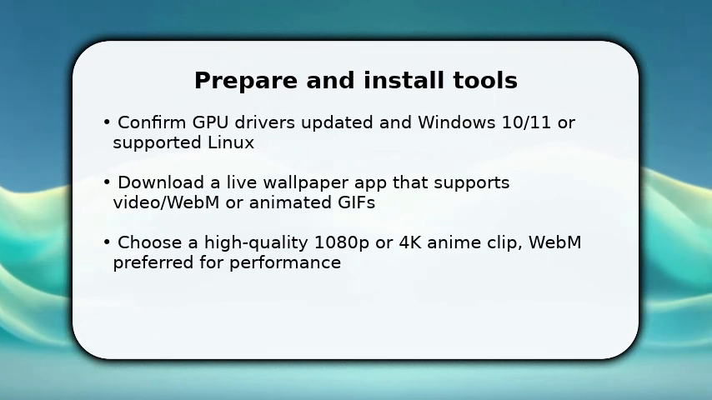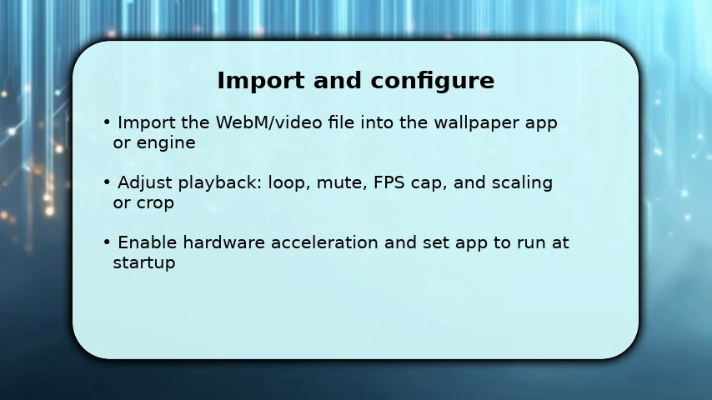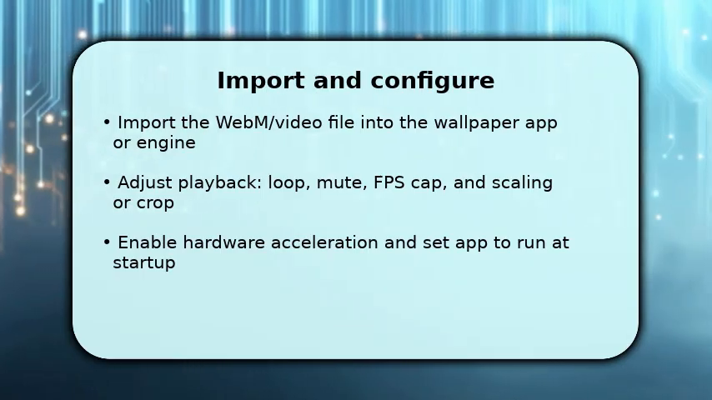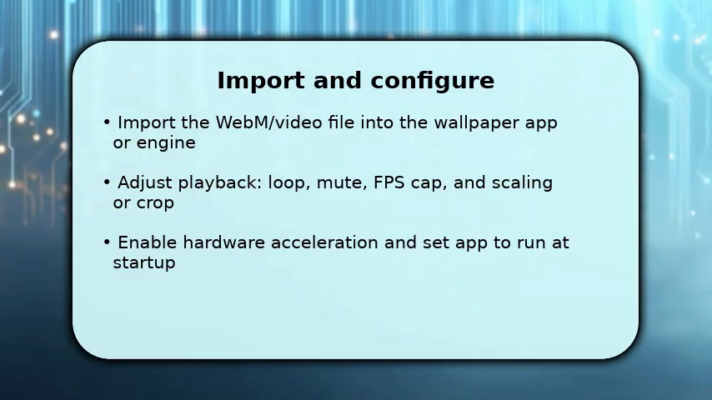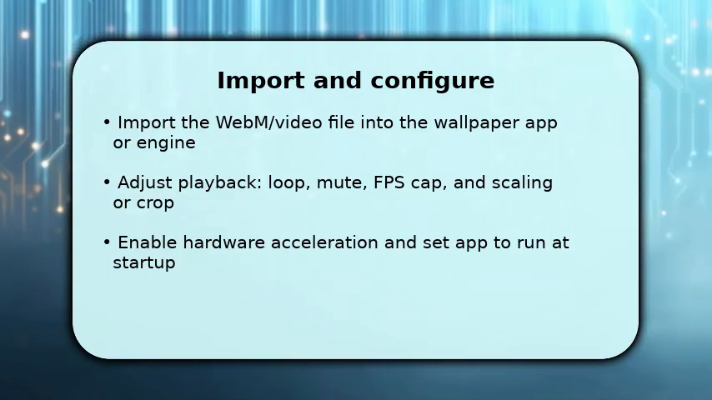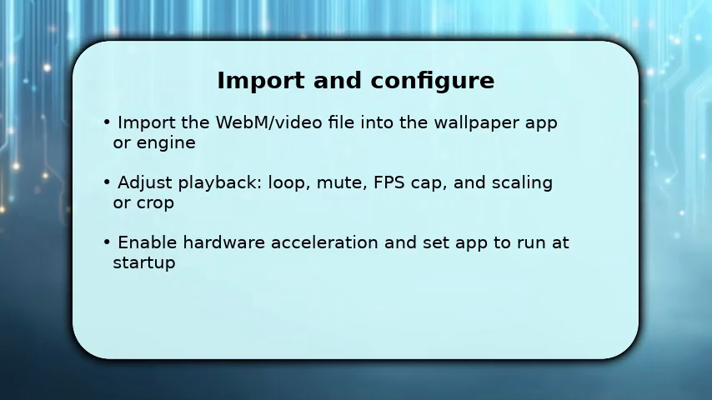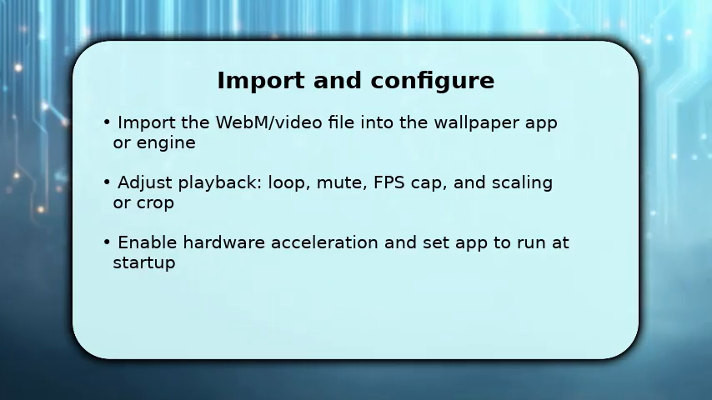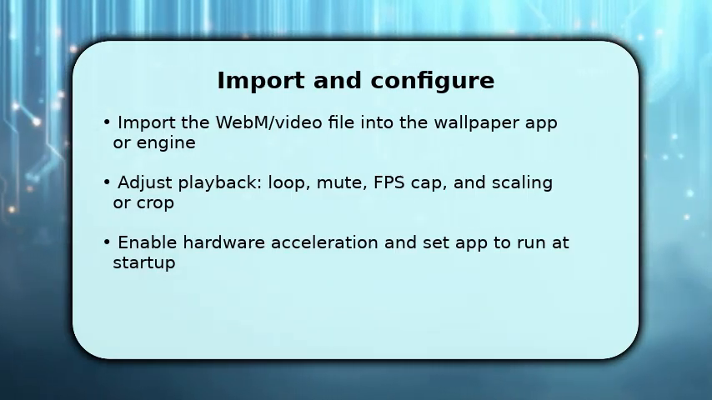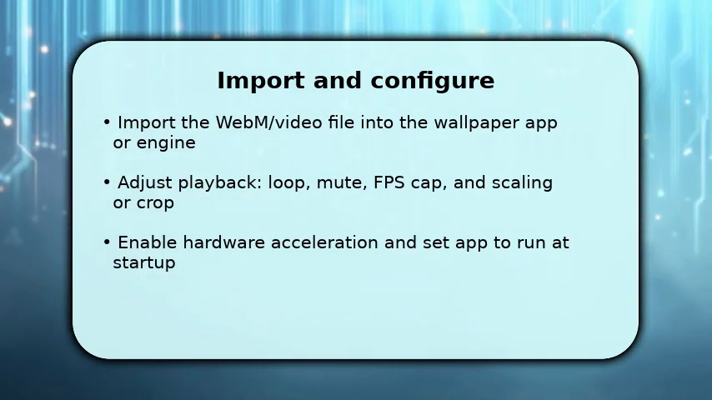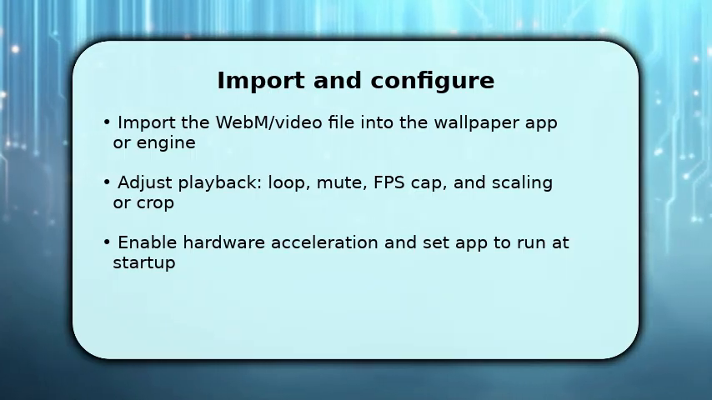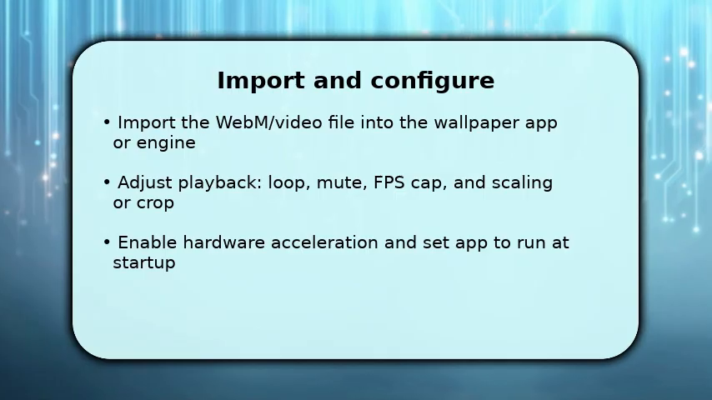Once done, open the app and prepare to import. You import the anime clip into the live wallpaper application and name the profile so it's easy to find. Then configure playback. Set loop on, decide whether to mute audio, cap FPS to 30 or 60 depending on performance, and choose fill versus fit to avoid stretching. Make sure hardware acceleration is enabled to offload decoding to the GPU.